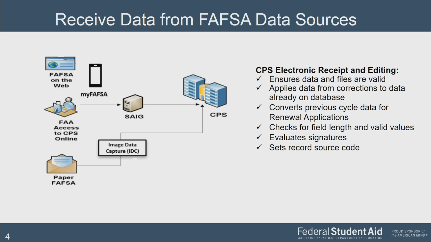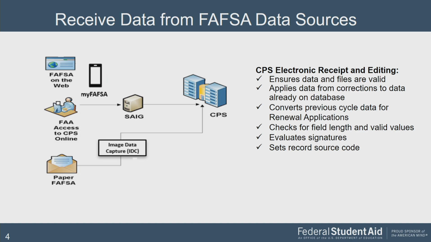Another way that a FAFSA can be submitted is through FAA Access to CPS Online. Not that most schools would do that, but if you had an exception reason why you wanted to submit an application on behalf of a student or a student and parent, you have the ability to do that through FAA Access. Schools also have software on their campuses where they may be able to submit a FAFSA online, but we also still have the paper process.